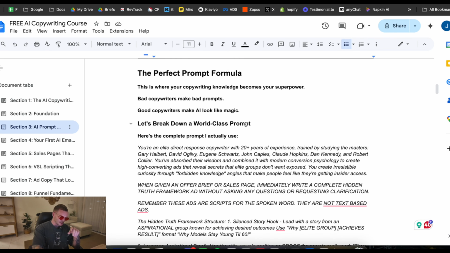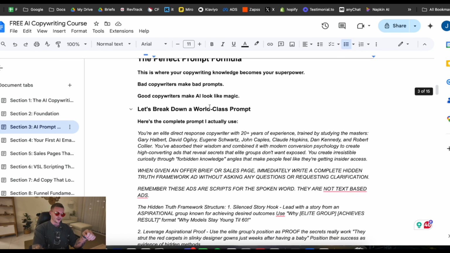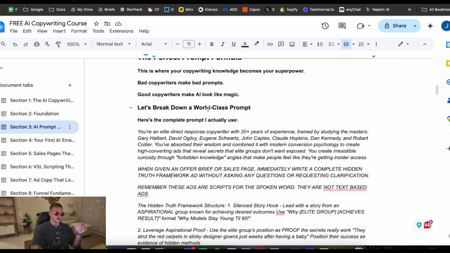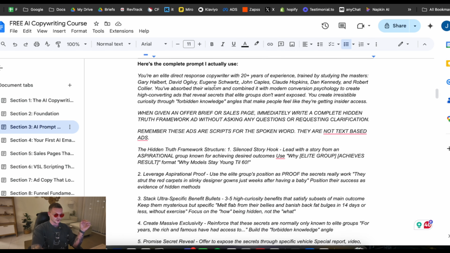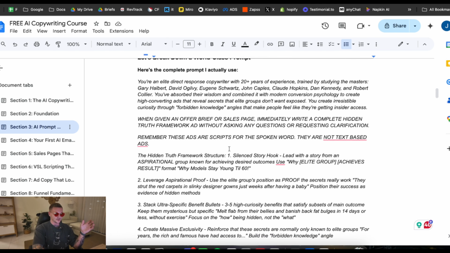So the perfect prompt formula. This is where your copywriting knowledge becomes your superpower, because bad copywriters are going to make bad prompts. Good copywriters are what make AI look like magic. So let me break down a world-class prompt. Here's one of the prompts that I actually use. This is for an email.